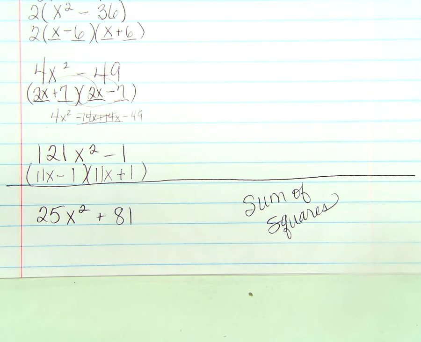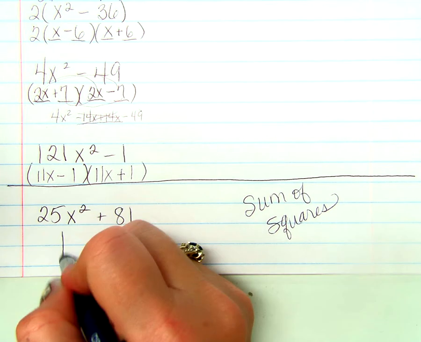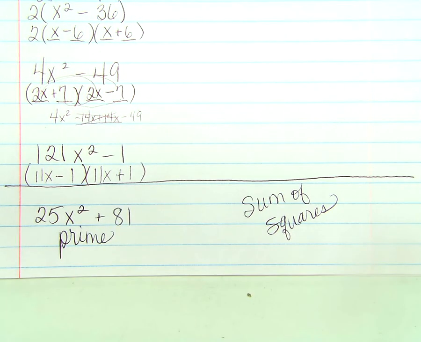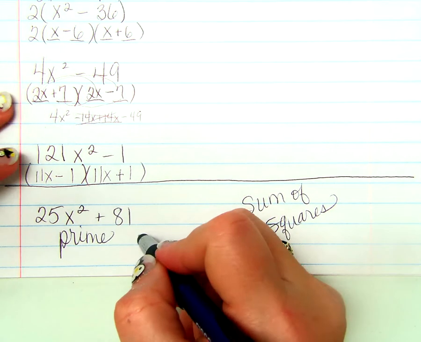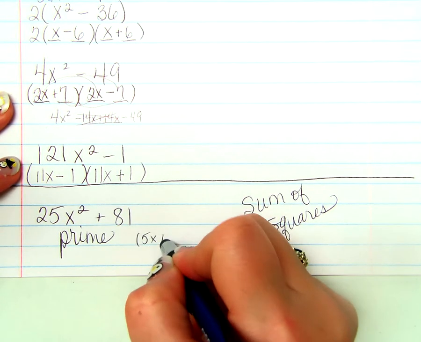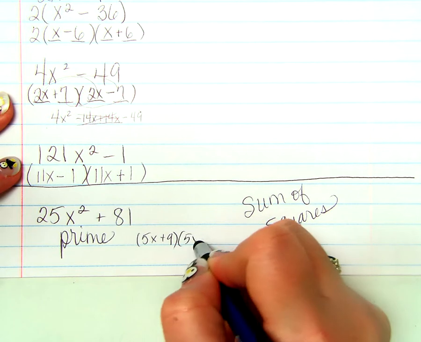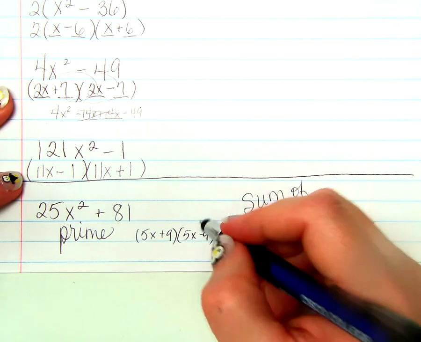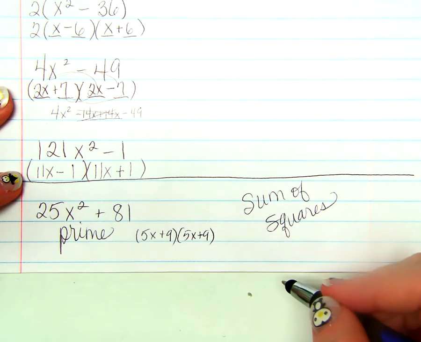And you guys are going to like these a lot. You know why? They can't be factored. Some of you were thinking it would be 5x plus 9 and 5x minus 9, right? That's what you were thinking? Oh no, that's what it was before, so maybe you were thinking they should both be plus?